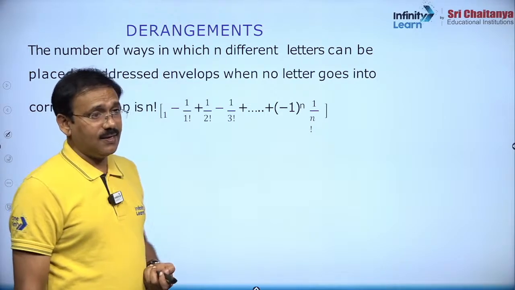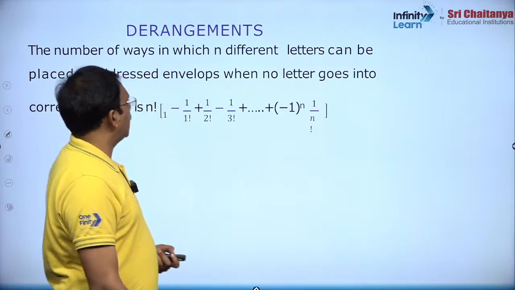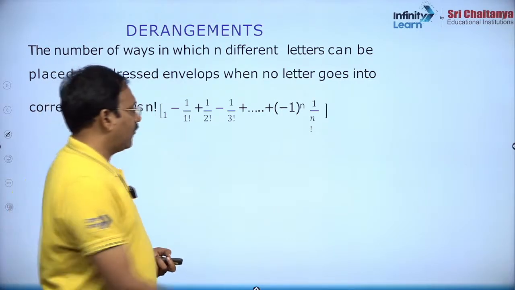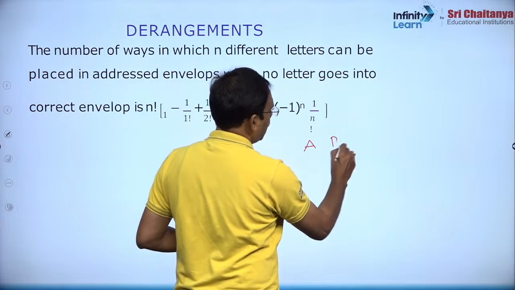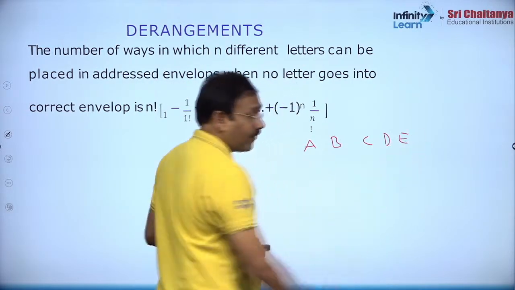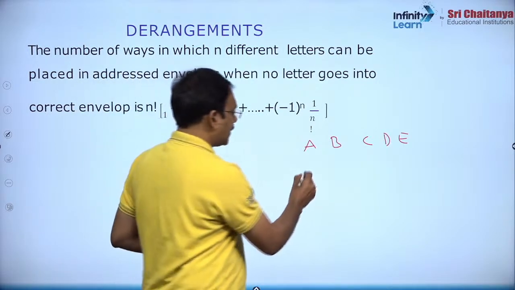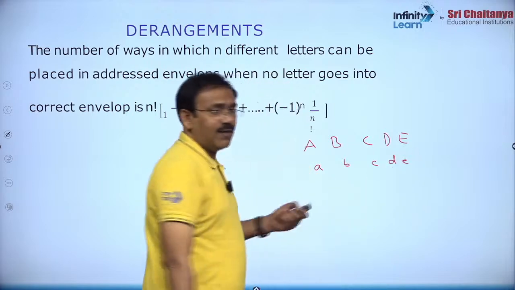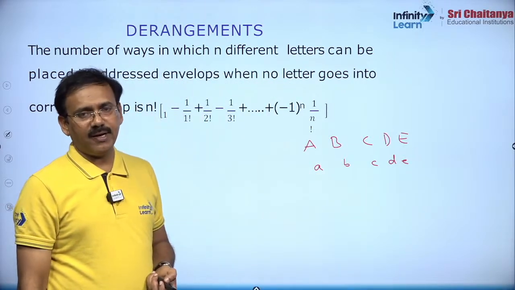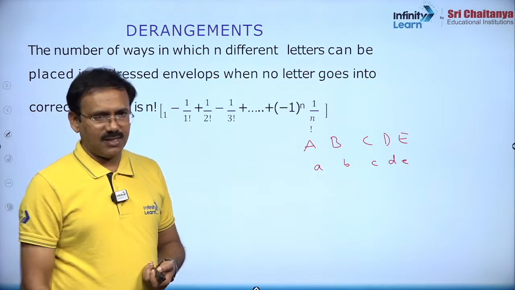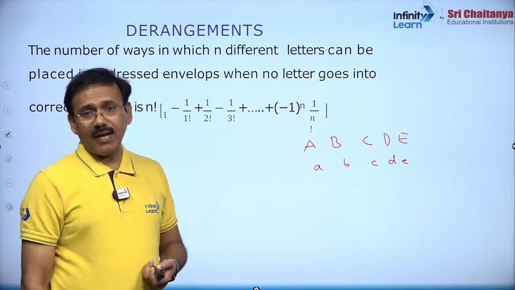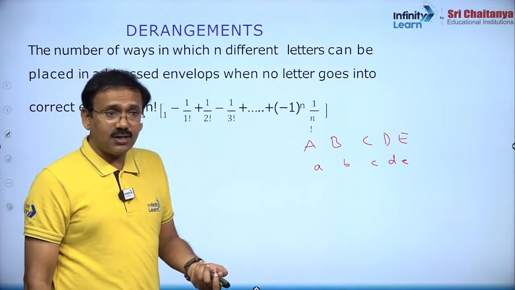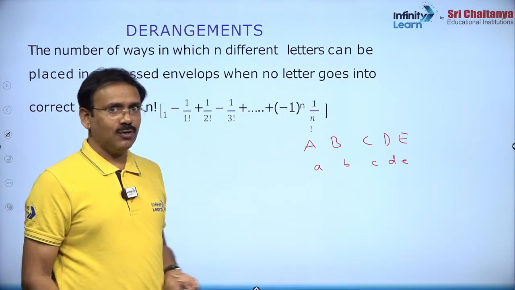Okay, right dear students. Here you see, if there are n different letters, suppose my dear friends, 5 letters A B C D E. These 5 letters have corresponding addressed envelopes A B C D E. These 5 letters have to be placed in 5 envelopes. Generally we can place them in 5 factorial ways. The point is that there can be many combinations where only a few letters go into the right envelope or no letter goes into the right envelope.